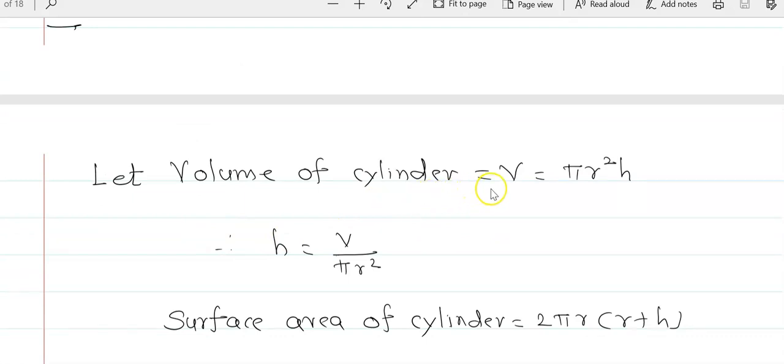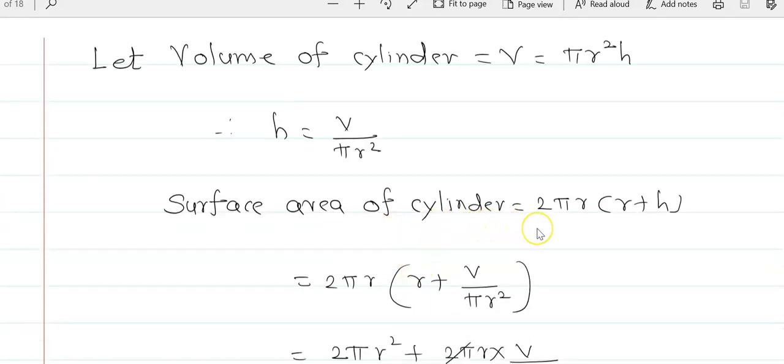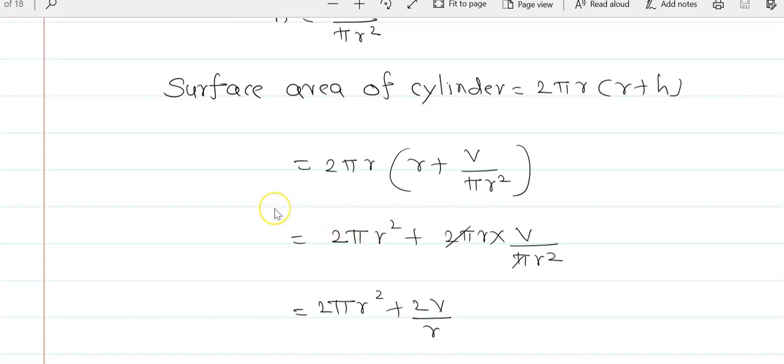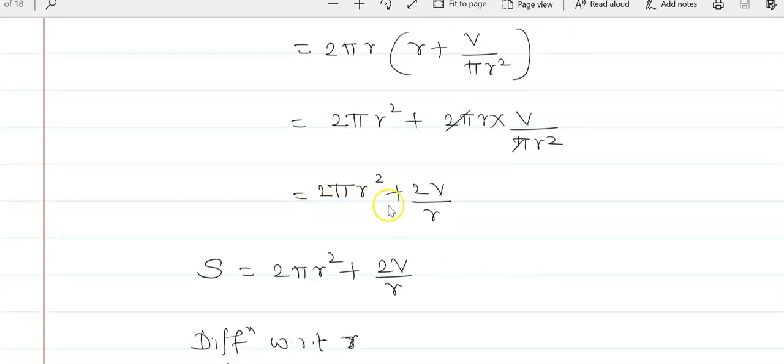Now see this here. Let the volume of the cylinder V is equal to pi r square into h. Therefore, h is equal to V upon pi r square. Surface area of cylinder is equal to 2 pi r in bracket r plus h. Therefore, that is 2 pi r in bracket r plus V upon pi r square. Now, if we simplify this, then we will get 2 pi r square plus 2 pi r into V upon pi r square. Then you will get 2 pi r square plus 2V upon r. Now this is our required surface area.